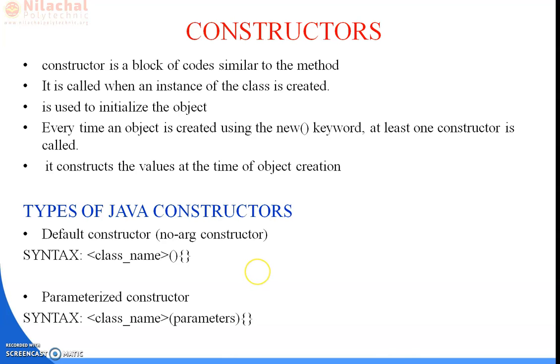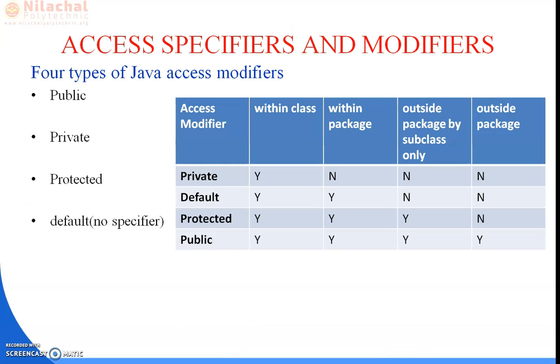Then what is the purpose of the Constructor class? Java provides a Constructor class which can be used to get the internal information of a constructor in the class. It is found in the java.lang.reflect package. Next, now we will discuss the access specifiers and modifiers and where they are used.